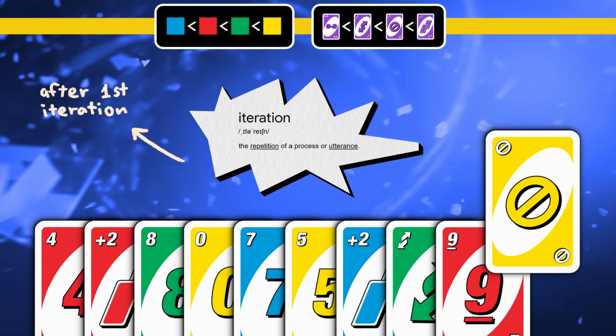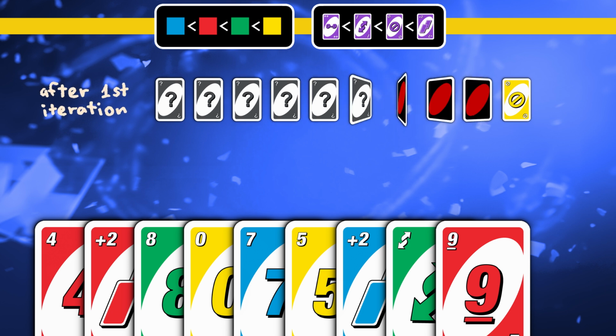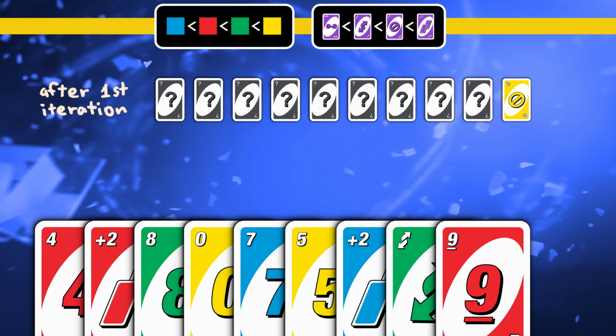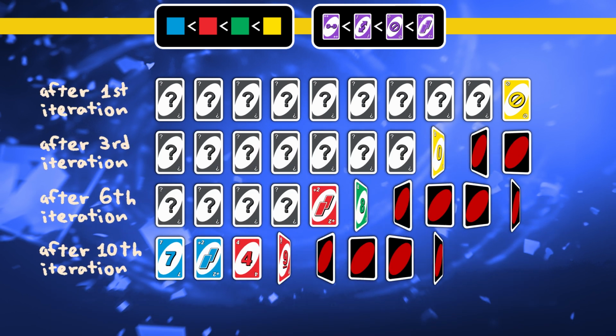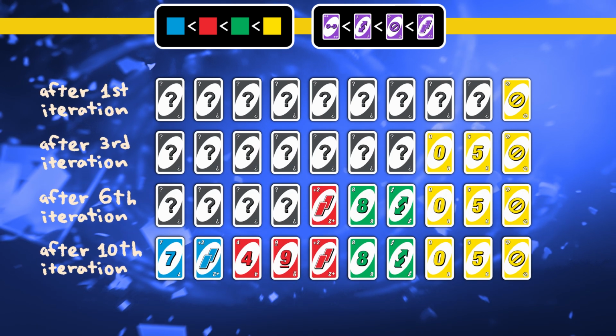After the first iteration, you will push the greatest card to the end. So, when it's in the end, we can just forget about it and suppose that our hand consists of 9 cards. And after doing the same process 9 times, you will get the sorted hand.